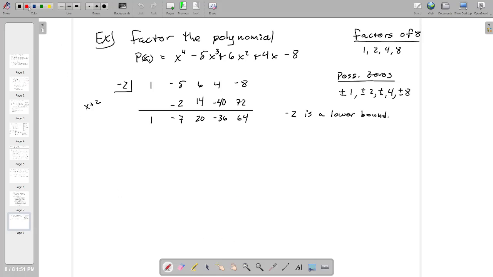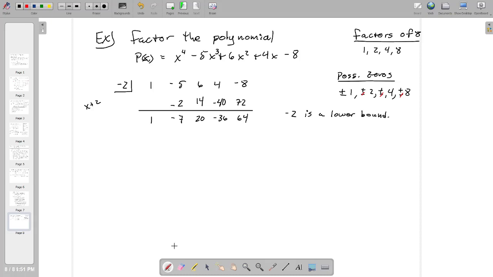So what this does then is not only eliminate -2 from contention as a factor because we don't have a remainder of 0, it eliminates -4 and -8 from contention.